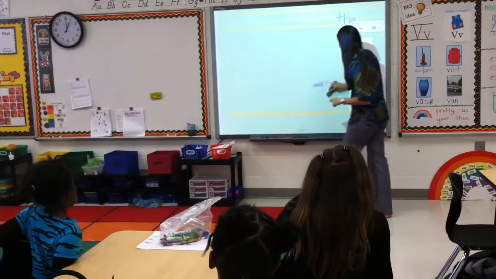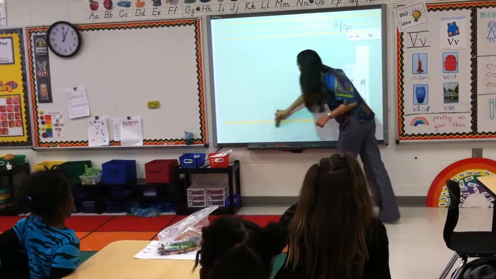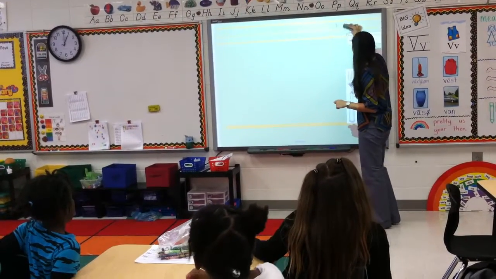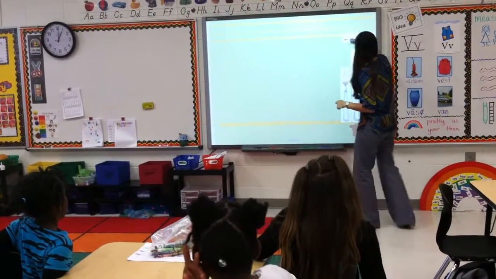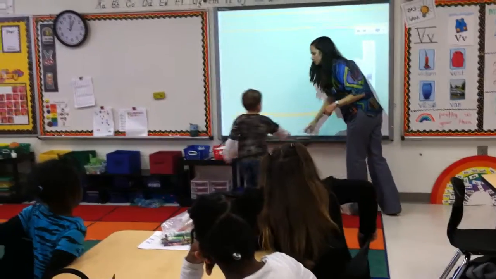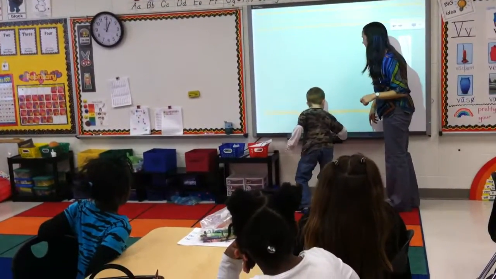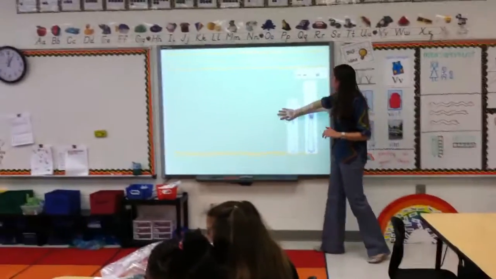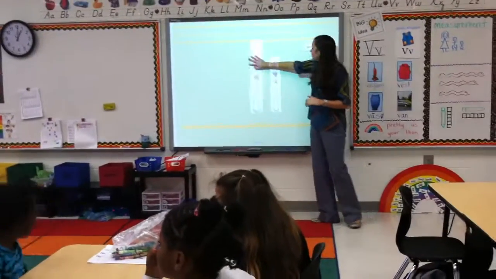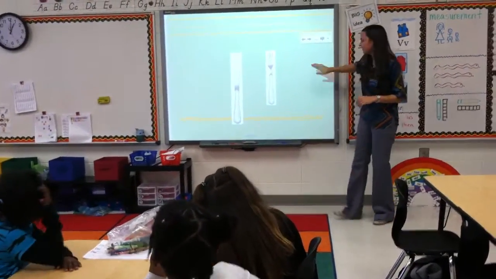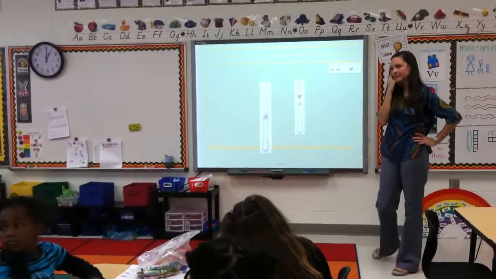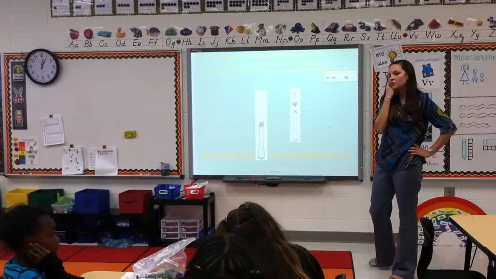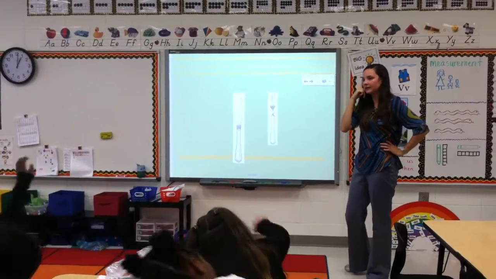We're going to write sentences about our objects. Thank you, Josh. I want you to look at these two things. I have a fork and I have a knife. Think about it. Which one is shorter? Think about it.